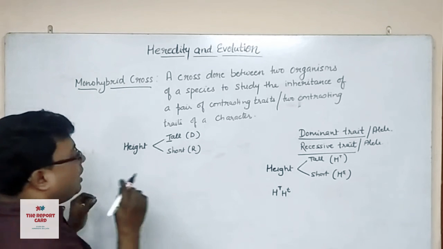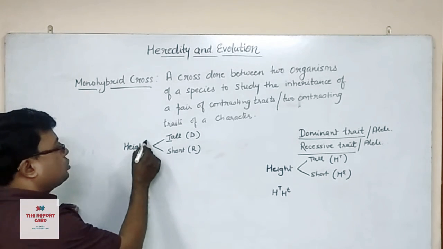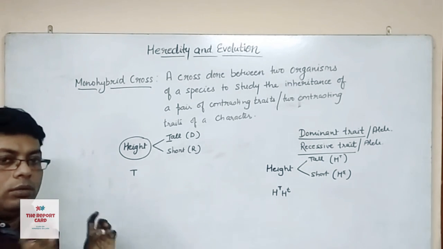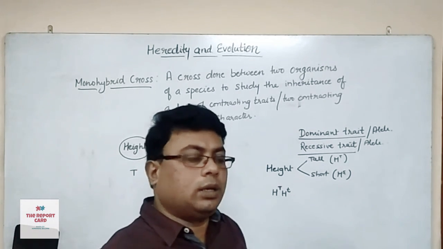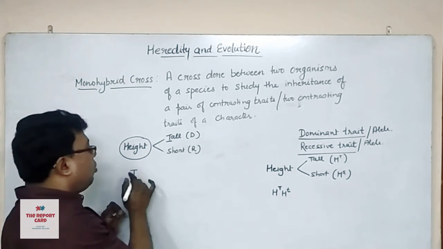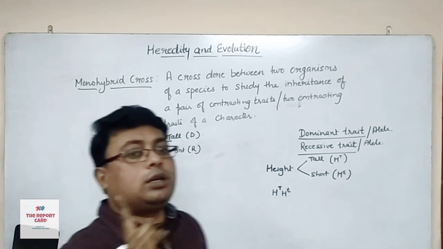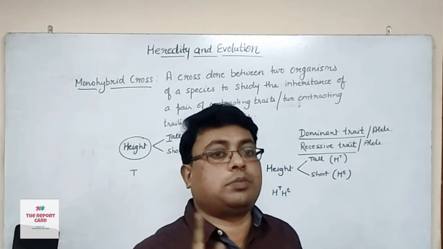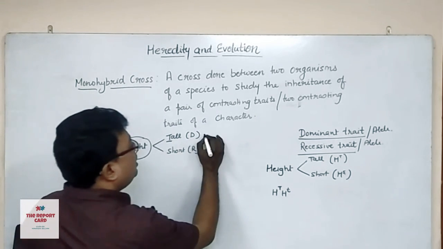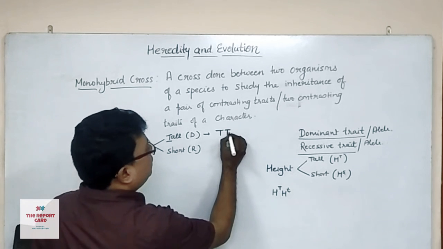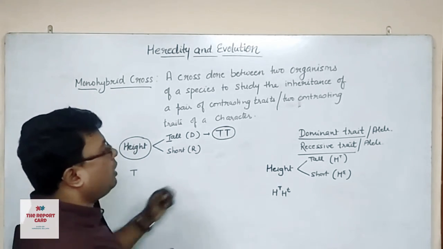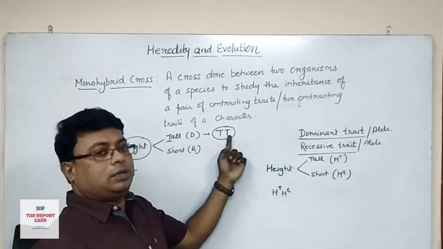So here, for example, when I am taking height, I know that tallness is the dominant trait and shortness is a recessive trait. Now to depict height, I am going to take the first letter of the dominant trait, and what is it? T. So the alphabet that I am going to use to depict this particular character will be T. Is it clear? It will be T.